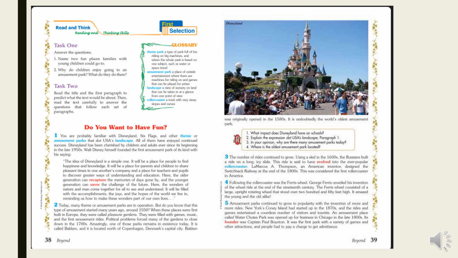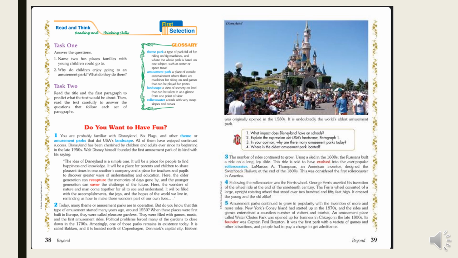Now let's move to our reading lesson, which is about something entertaining. We're going to read the lesson together, explain it together, and we'll end up our lecture. The title of our lesson here, or the title of the selection, is "Do You Want to Have Fun?" Let's start reading the first paragraph.